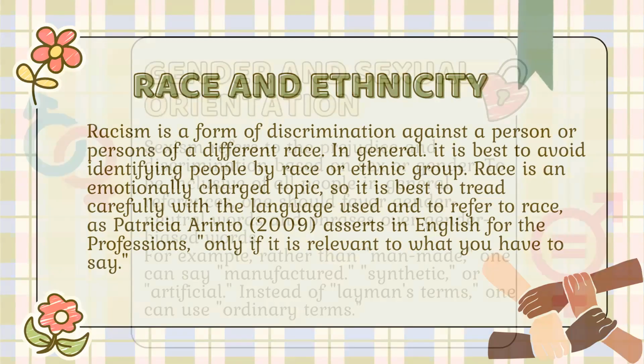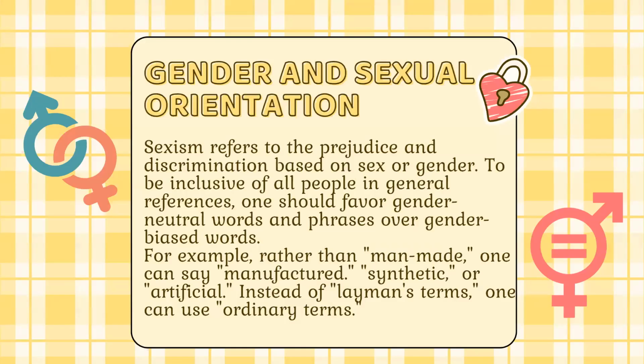Next one would be gender and then sexual orientation. Sexism refers to prejudice and discrimination based on sex or gender. To be inclusive of all people in general references, one should favor gender neutral words and phrases over gender biased words. For example, rather than "man-made," one can say "manufactured," "synthetic," or "artificial." Instead of saying "layman's terms," one can use "ordinary terms."